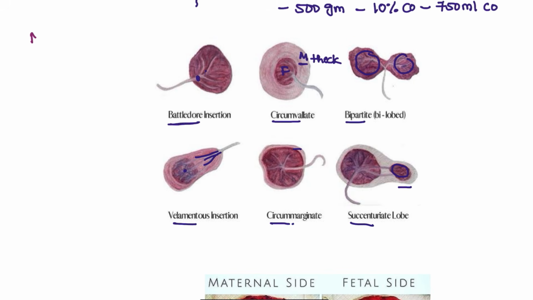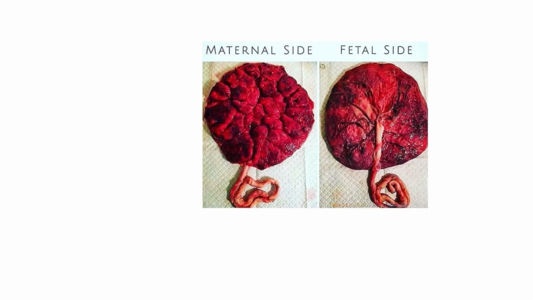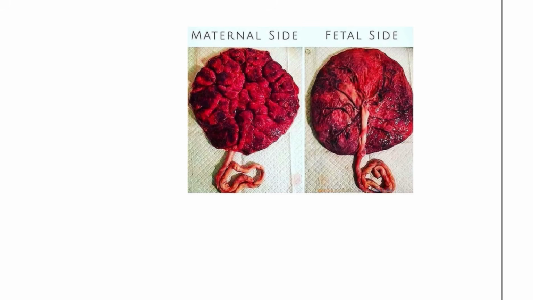Circummarginate, it is a very thin type of placenta covering that we are going to see. And an image based question can be asked in this topic. So the image based question is how you are going to differentiate between the maternal side and the fetal side.